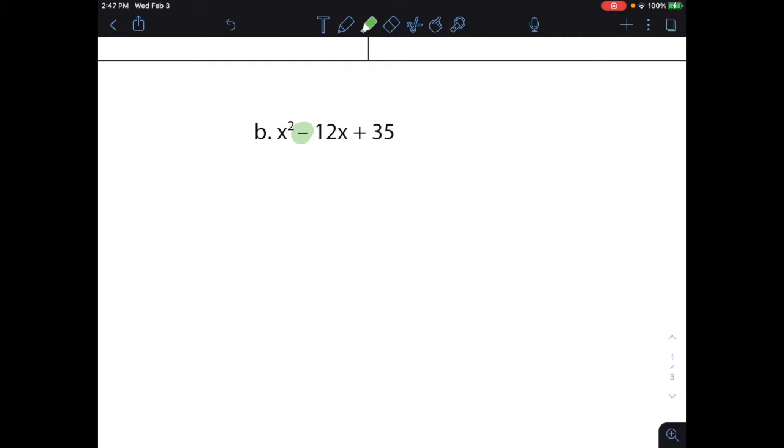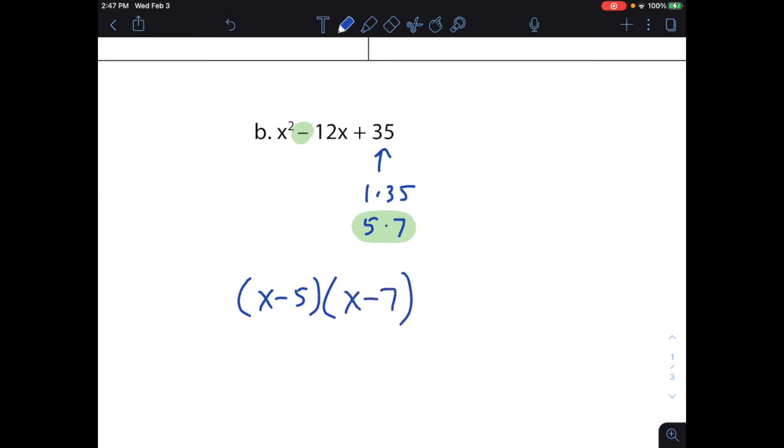Okay, and when I do this, I'm not going to list a whole bunch of negative numbers. I'm still just going to list 1 and 35 and 5 and 7. And then I'm just going to look at those and say, all right, I have a 12. And hopefully you can see that the 5 and the 7 add up to 12, but I want them to be negative, so that means they just both have to be negative. All right, so I have x minus 5, x minus 7.